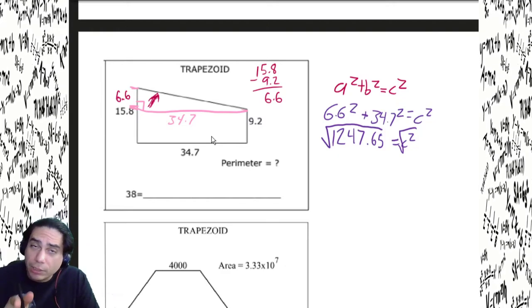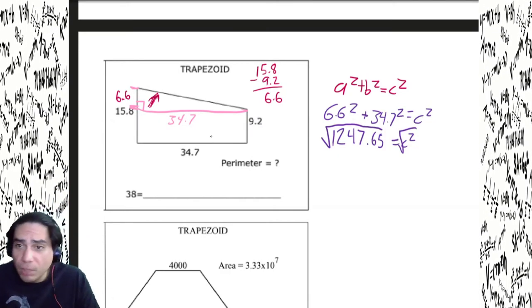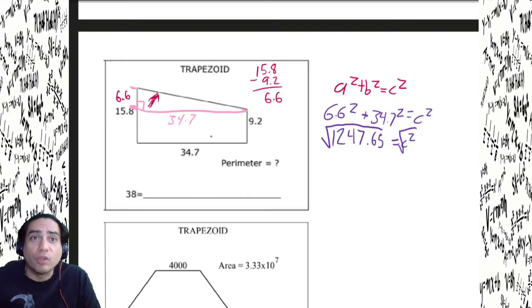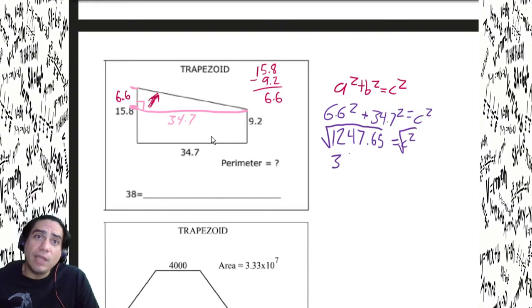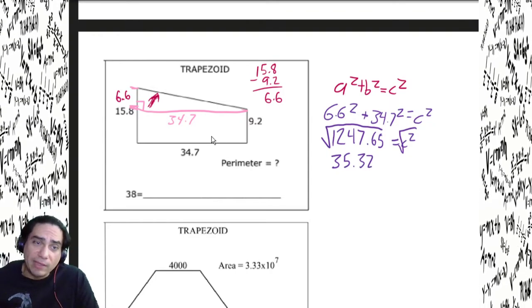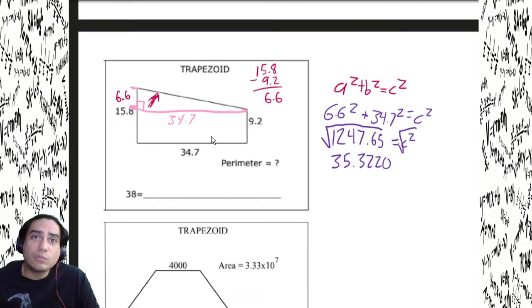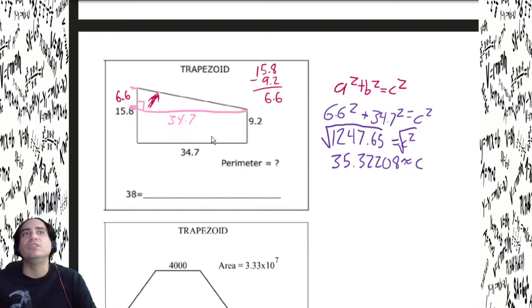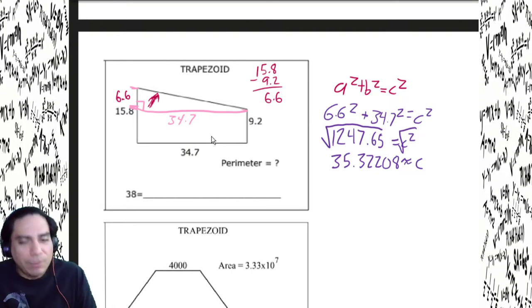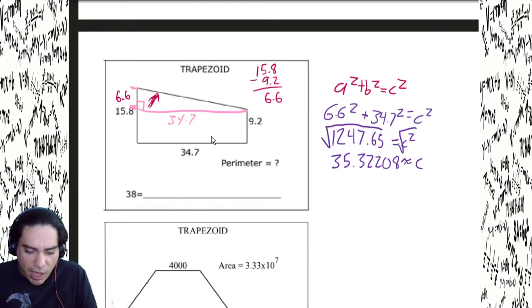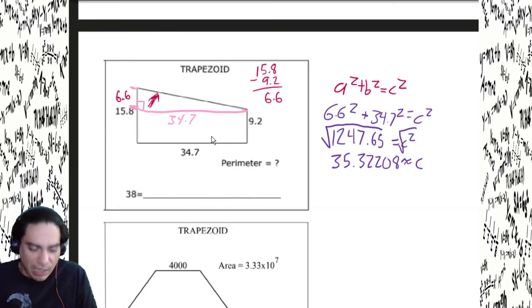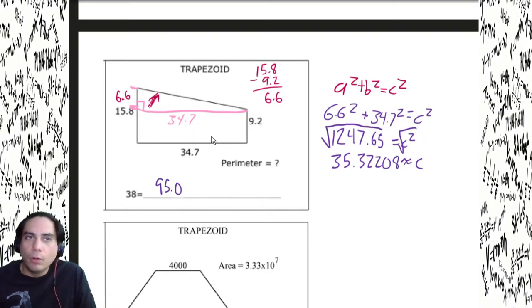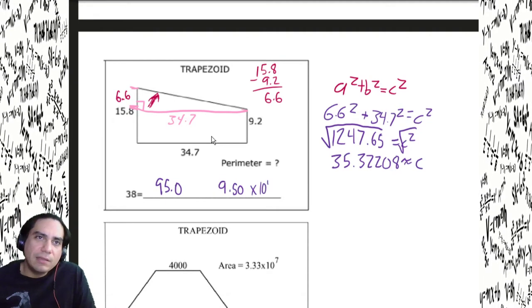Now this one's gonna be crazy here. You don't wanna write this one, because once we start square rooting numbers that are non-perfect squares, such as the one we just square rooted, if you hit yellow show, you're gonna end up with something real crazy. Now I'm not gonna write all of it down, because I don't have the capability to see every single one of the digits. But it's roughly 35 and all those little decimal spaces, and that's gonna be roughly c. Again, I wouldn't even write this down. I'd keep it in the calculator memory. Why? So we could just go ahead and add 9.2, 34.7, and 15.8. We just add those numbers and we got ourselves our perimeter, 95.0, or 9.50 times 10 to the first.